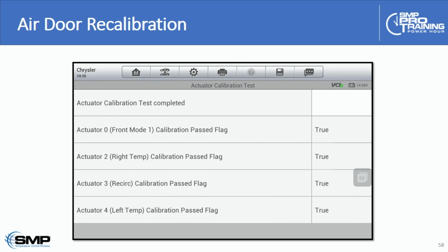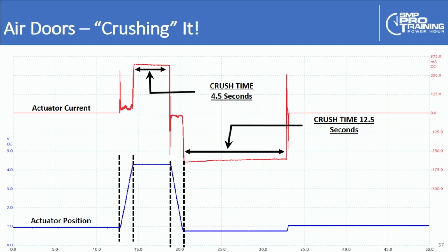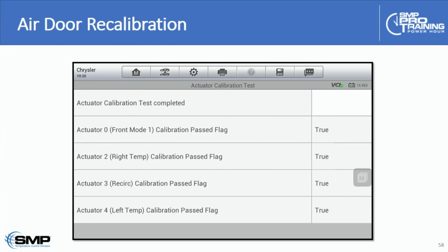I often would perform an air door recalibration procedure as part of my diagnostic routine, because during the recalibration, the computer will drive each air door through the full extent, to the open and close to the maximum extent of its travel in either direction, and that will often set a trouble code or reveal a problem with a particular air door actuator, especially if the problem is intermittent.